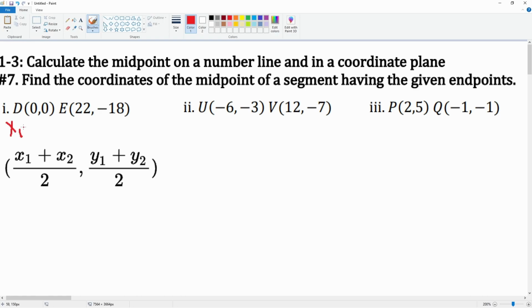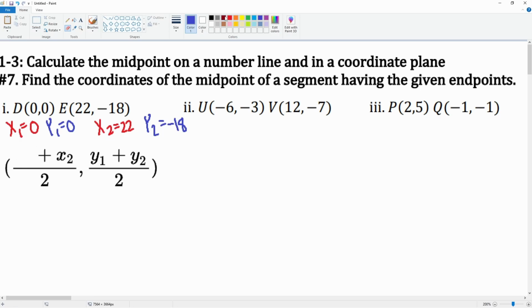x1, which is the first point's x, is 0. y1 is 0 because that's letter D. Then the next x, so that's x2, is 22. And then the second y, which is negative 18. So all we have to do now is plug it in.